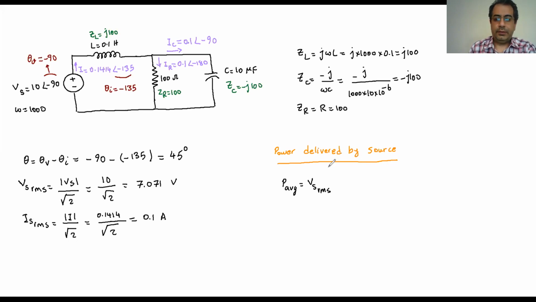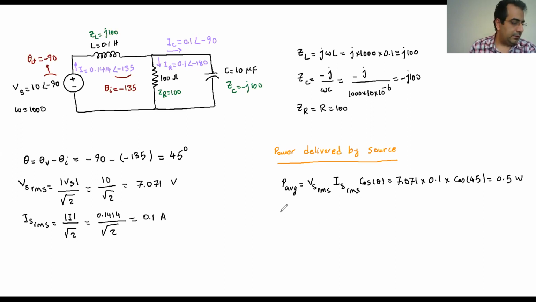The root mean square of IS. So it's going to be times IS RMS, the root mean square of that, and times cosine theta, which is going to be 7.071 times 0.1 times cosine 45, which comes out as 0.5 watts.